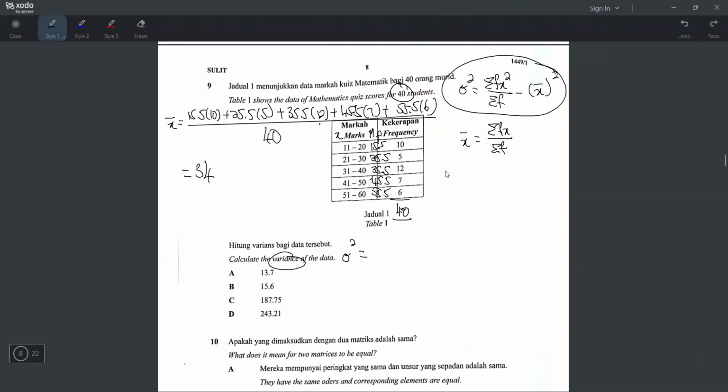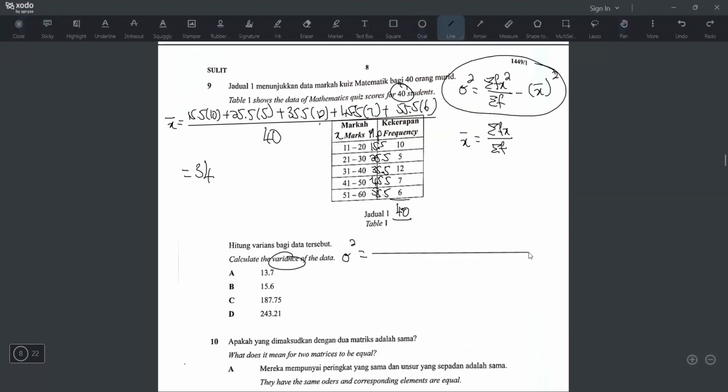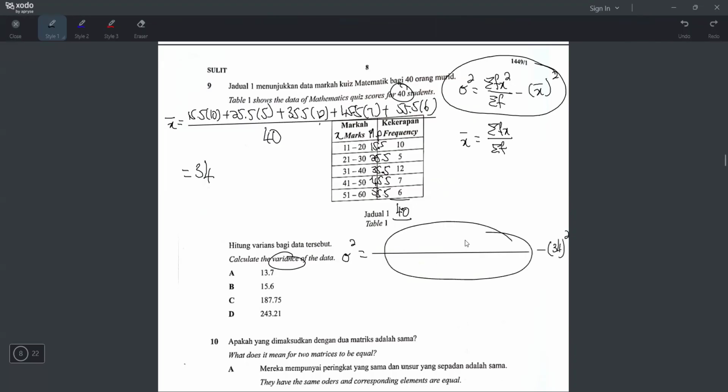So this is the variance formula. You will draw a line, and later you have to minus mean square, right? So this will be minus 34 square, because the mean is 34, right? Okay, but what do I have to write in front here? You can look at the formula. The formula says sum of fx squared. That means you have to take the x square first. The x, which is the midpoint, square first, then multiply by frequency and then sum up, right?